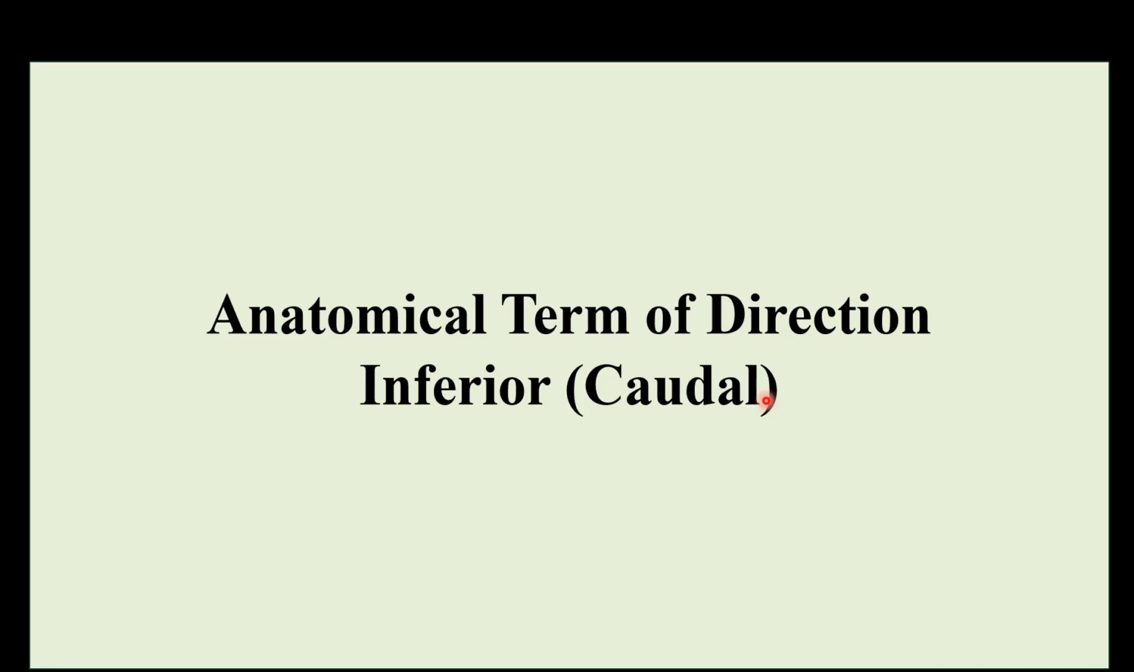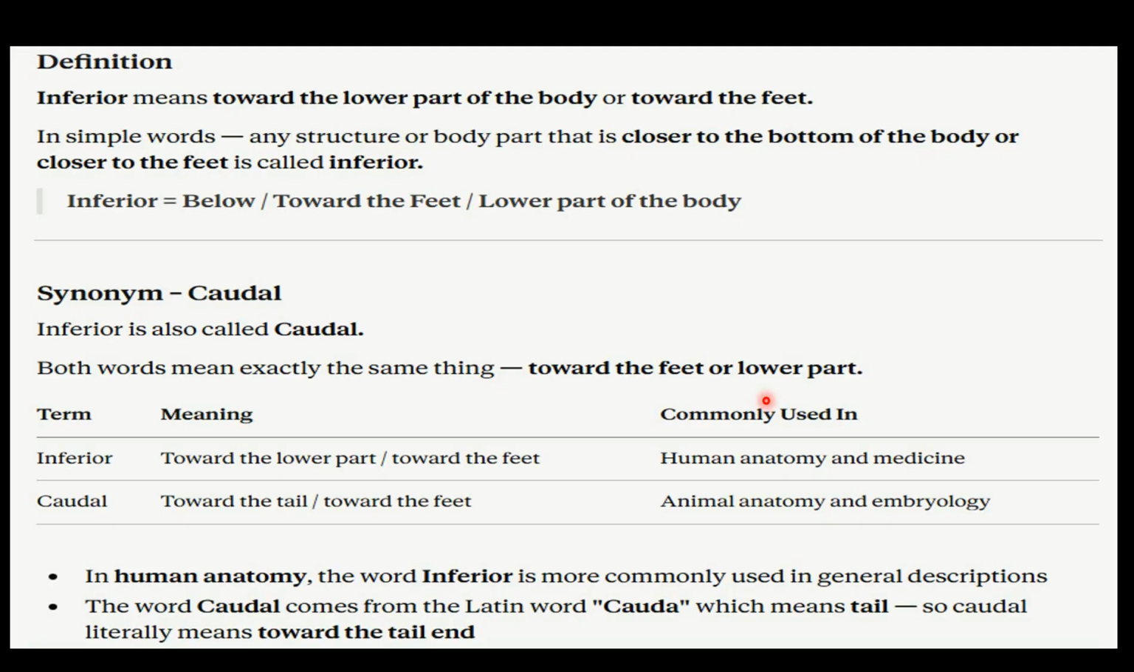Alright, so let's get started, and we'll start with the definition itself. Here you can see inferior. Inferior means toward the lower part of your body or toward the feet. It is just the opposite of superior. Superior was towards the head, so its opposite means toward the feet. In simple words, any structure or body part that is closer to the bottom of the body or closer to the feet is called inferior. So inferior means below, toward the feet, lower part of the body.